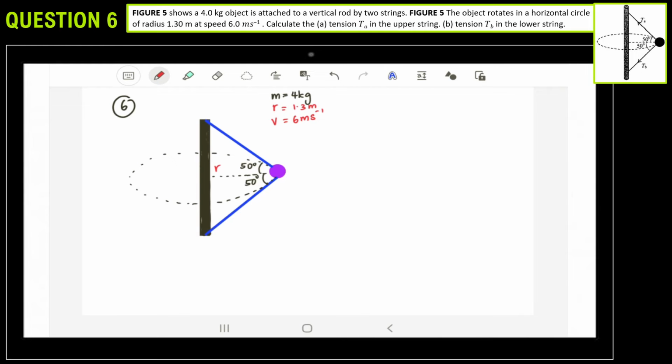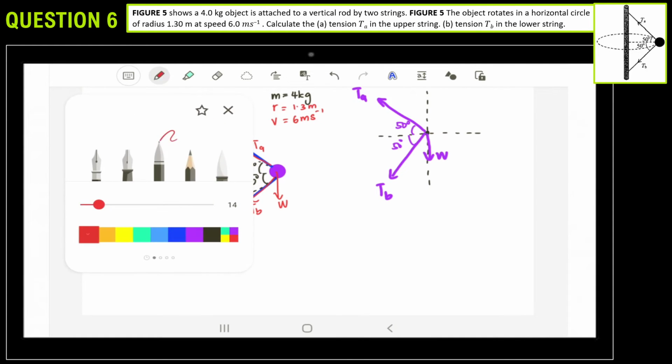Before we start, let's sketch all the forces involved in this diagram. We have weight downward, and we have TA, and here we have TB. So let's draw the free body diagram. W is downward, and we have TA here, and here is TB. The angle here is 50 degrees, and here also 50 degrees.